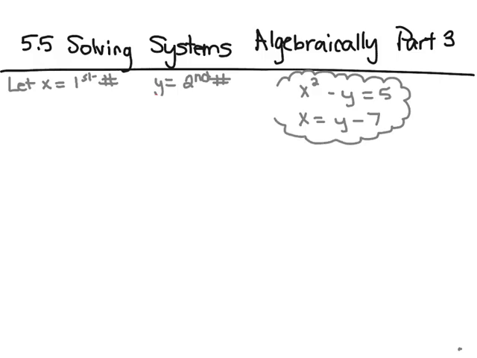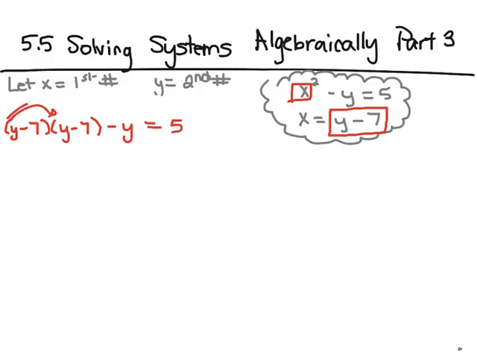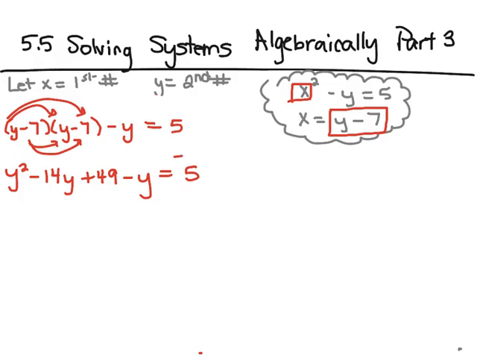Now this time, we're going to substitute y in for x. So we have x squared, so y minus 7 squared, minus y is equal to 5. Distribute out these brackets, and you should get y squared minus 7y, minus 7y, so minus 14y, plus 49 minus y equals 5. Subtract 5 from both sides and you should get y squared minus 15y plus 44 is equal to 0.